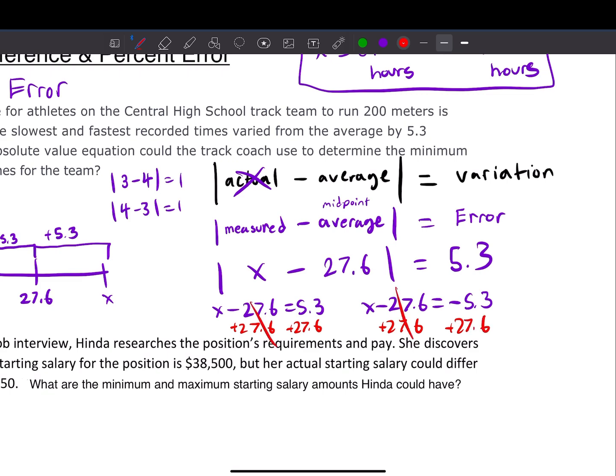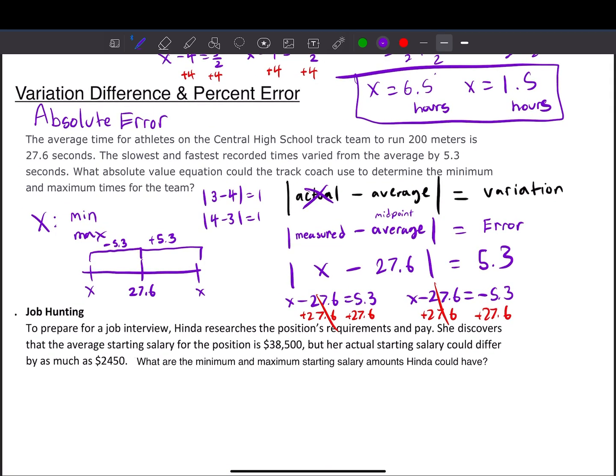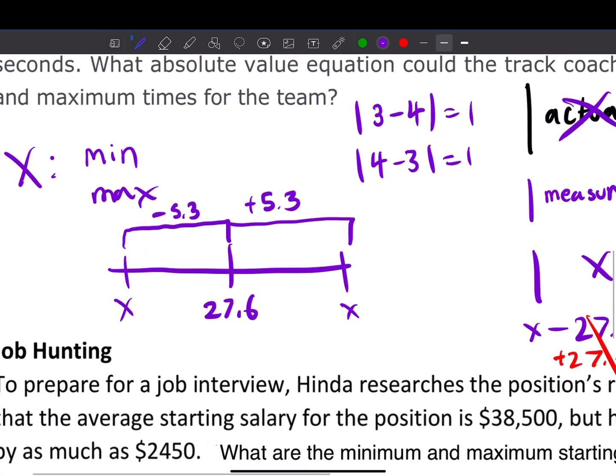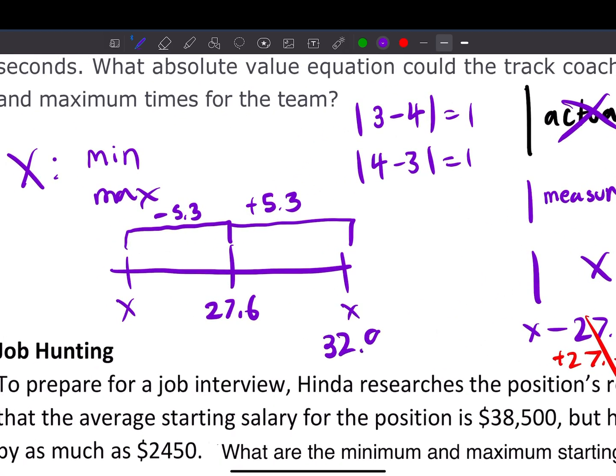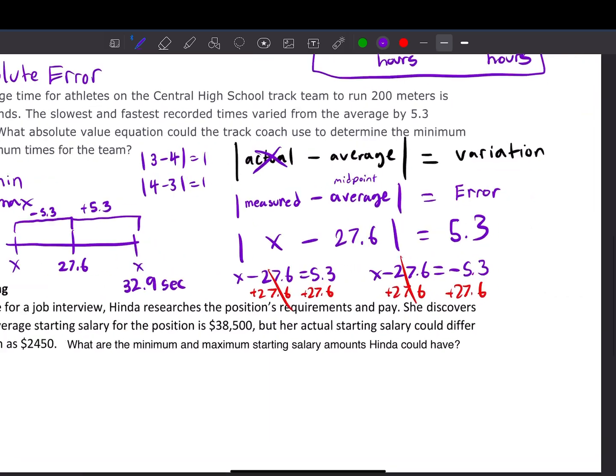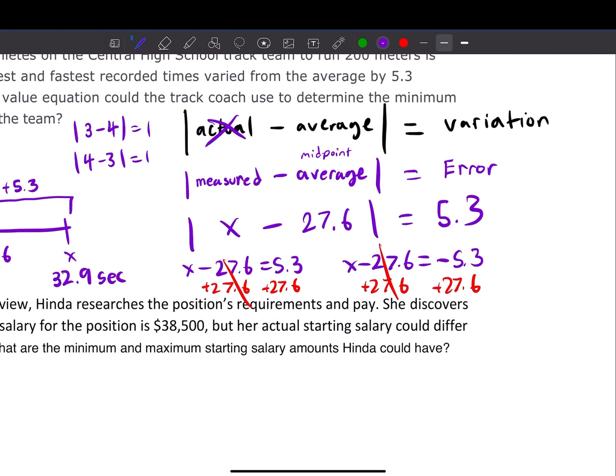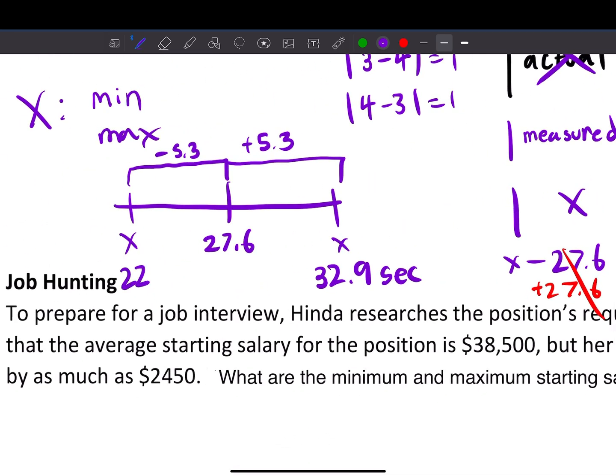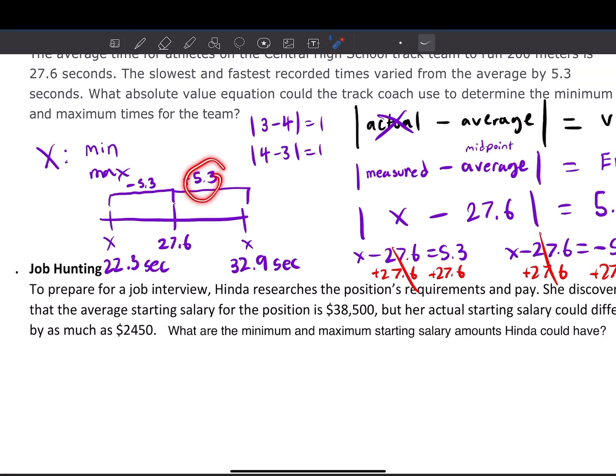And then we get the slowest and fastest time. The longest time that we should see at this track meet is 5.3 seconds plus 27.6, so the slowest runner is going to have a time of 32.9 seconds. The fastest runner should be 27.6 minus 5.3, 22.3 seconds. That's the fastest race time. And the difference between these two values and the average is always 5.3.